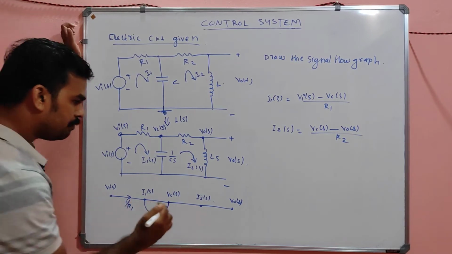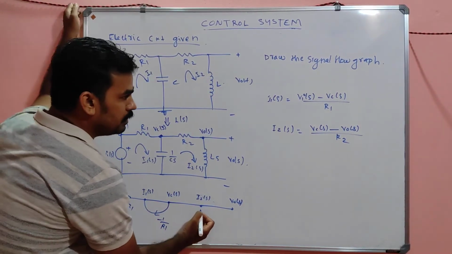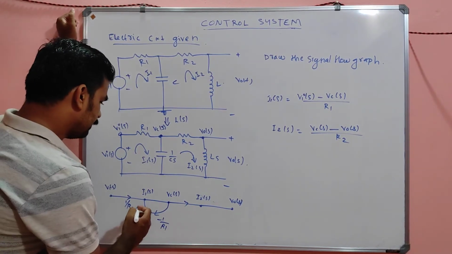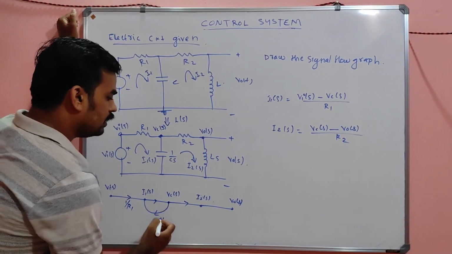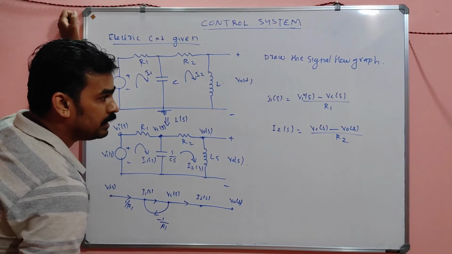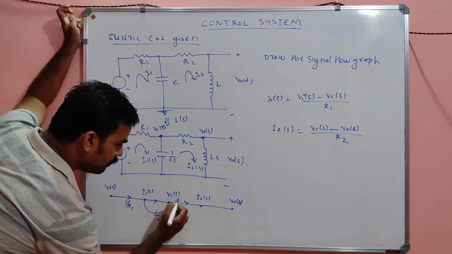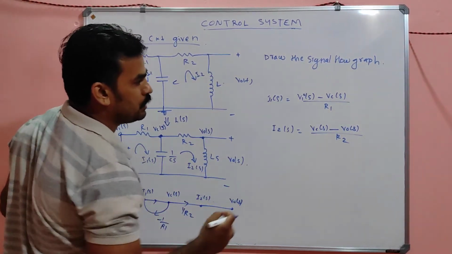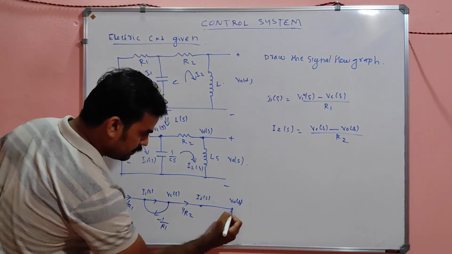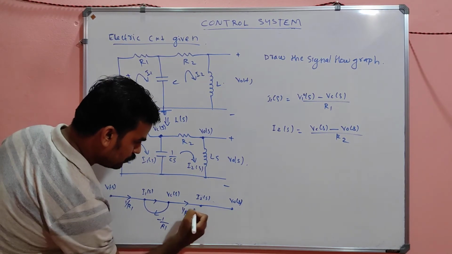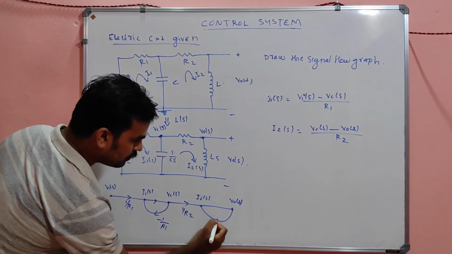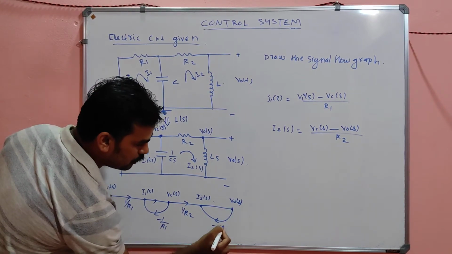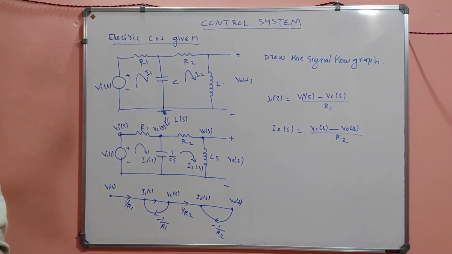So how can my I2 of S be formed? I2 of S will be equal to Vc of S times 1 by R2, and minus V0 of S divided by R2. So this I2 of S is formed by Vc of S times 1 by R2 and V0 of S times minus 1 by R2. Correct.